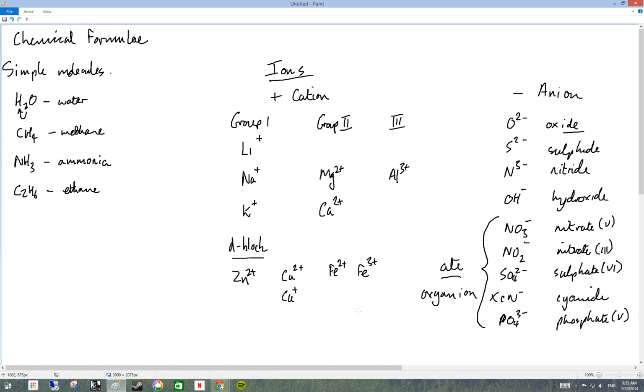Okay, a couple of non-metal cations, or whether it's non-metal depends on your point of view. But H+ is a hydrogen ion. NH4+ is another example of a non-metal cation. Okay.